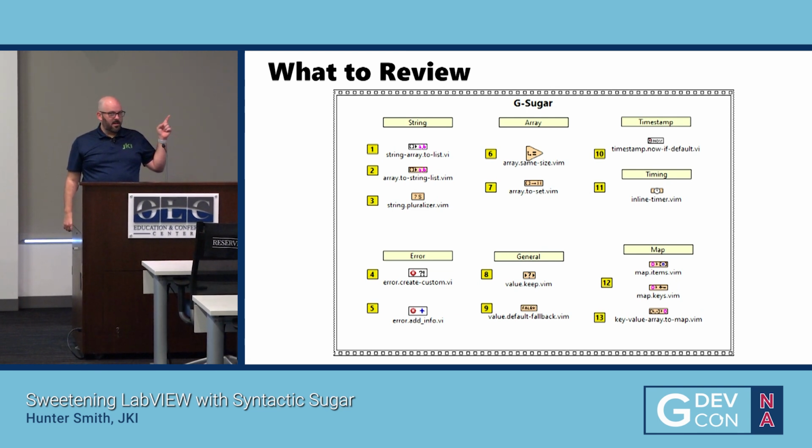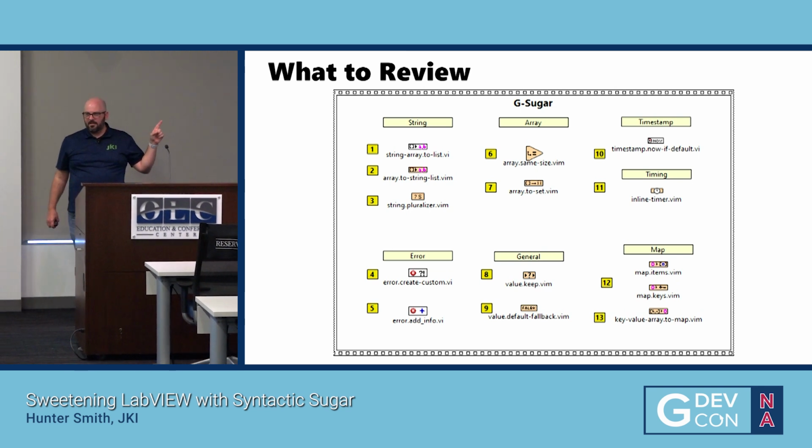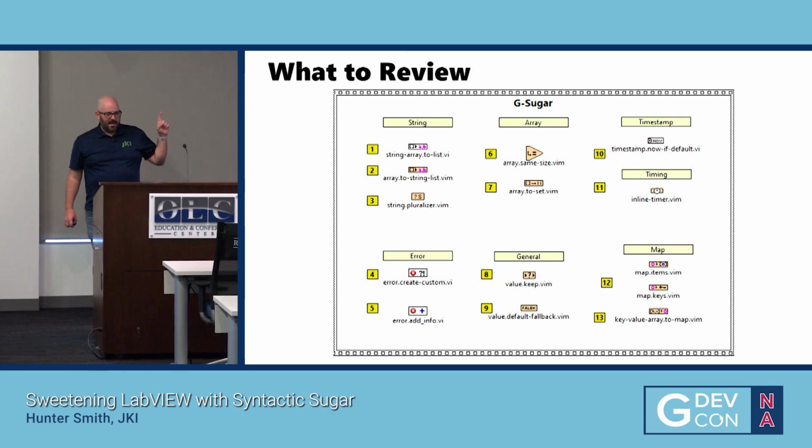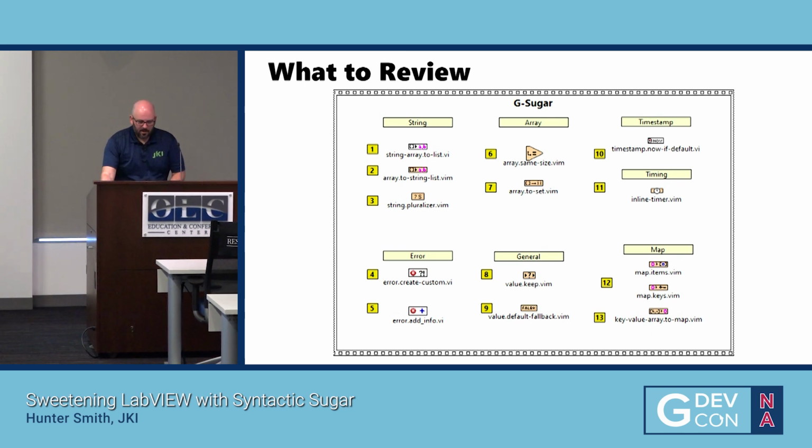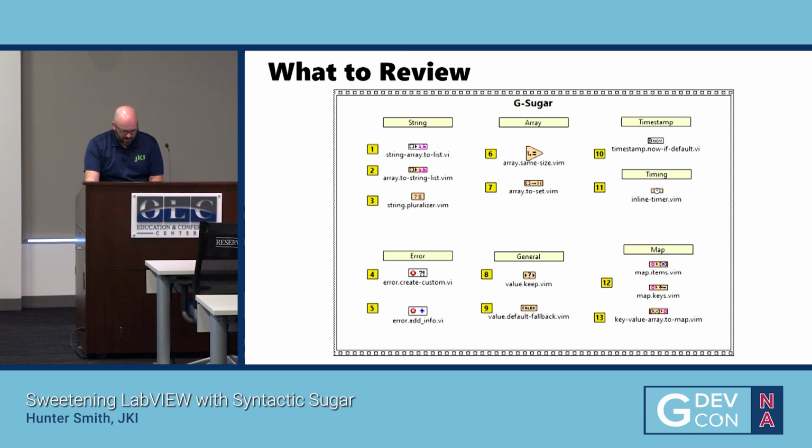Value.default fallback, number 9. No takers on that one. Number 10, timestamp now if default. Inline timer, number 11. Got a few. Map.items, number 12, slash map.keys. And then finally, number 13, key value array to map. All right, a couple. I think inline timer had the most. So let's start there.